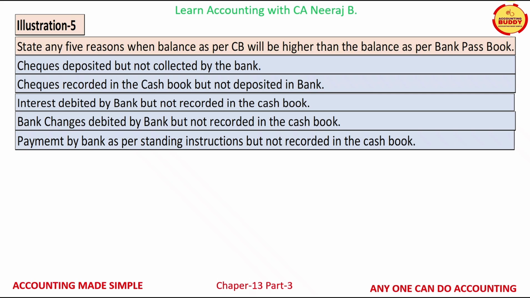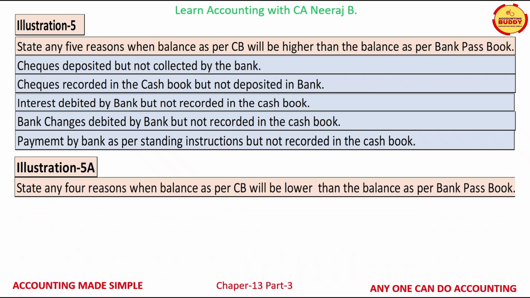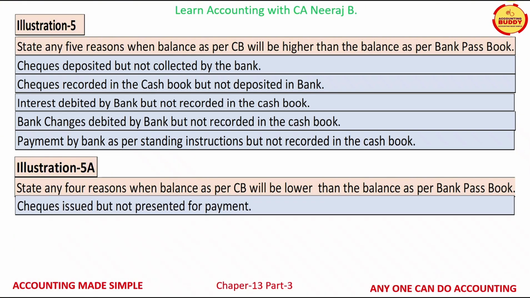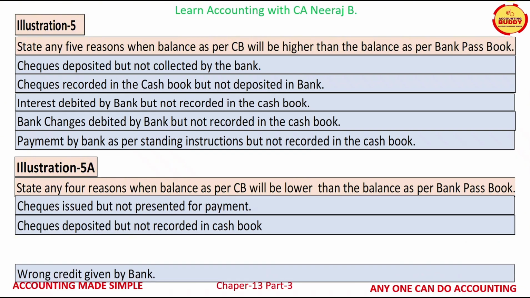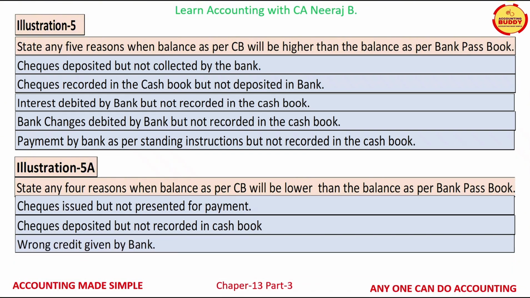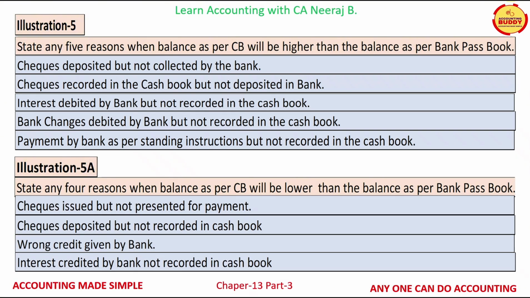Let us take another illustration. State any 4 reasons when balance as per cash book will be lower than the balance as per bank passbook. Reason number 1 is the checks issued but not presented for payment. Number 2 is checks deposited but not recorded in the cash book. Reason number 3 is wrong credits given by the bank. And reason number 4 is the interest credited by the bank but not recorded in the cash book.